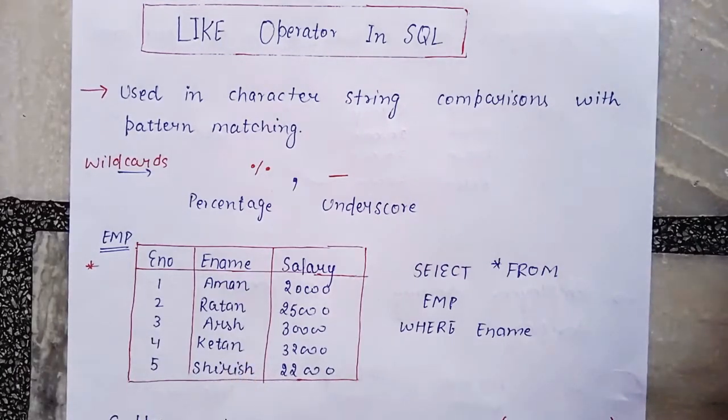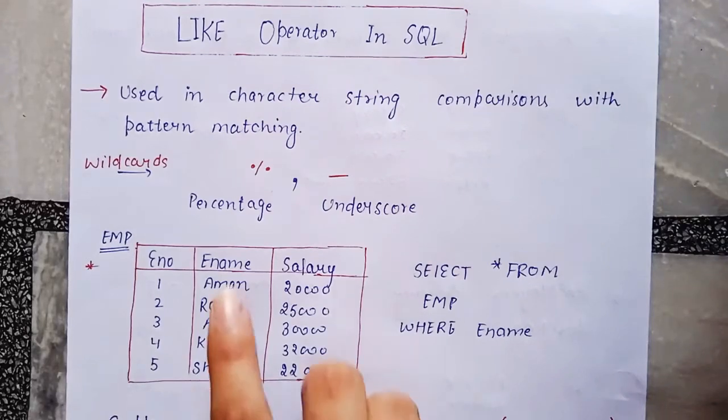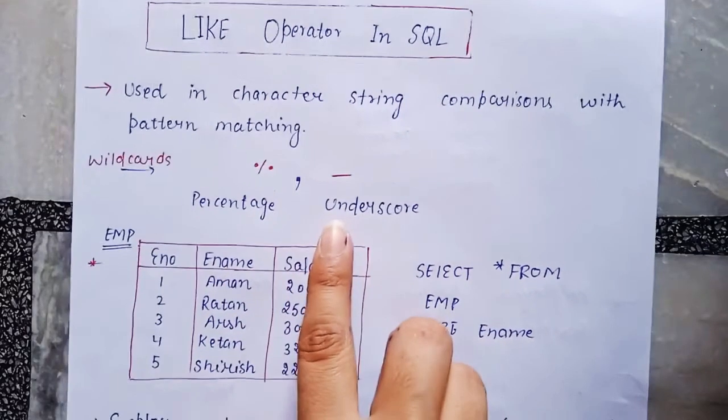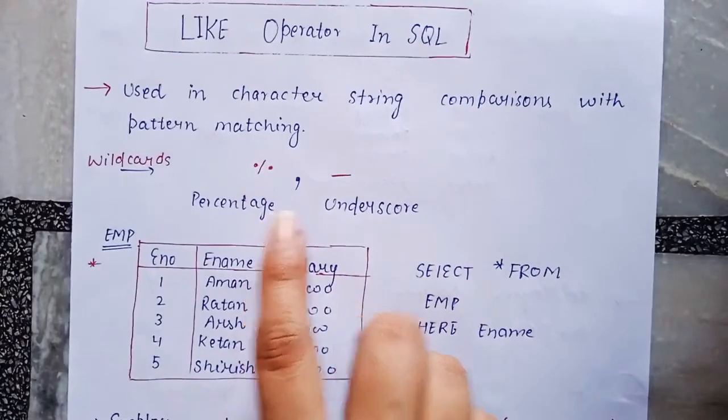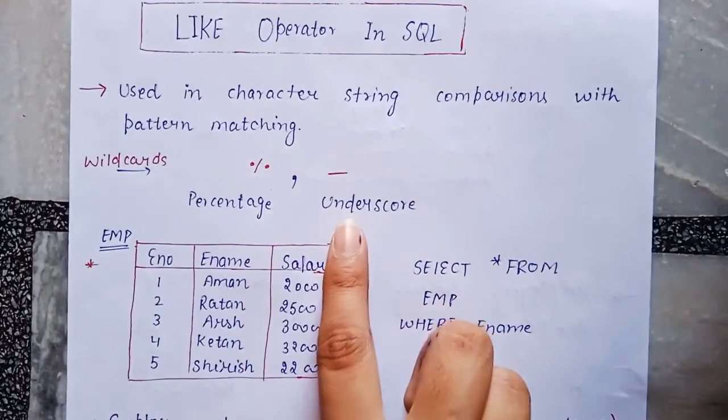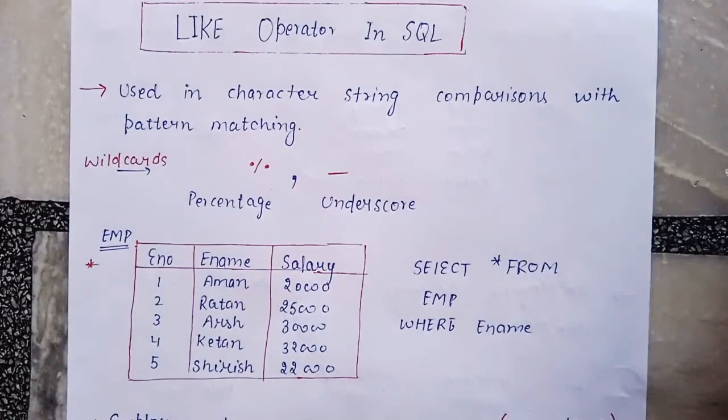Now, the LIKE operator doesn't work alone. It always works with either of these two wildcards: this is the percentage and this is the underscore wildcard. So what is the use of these two wildcards with the LIKE operator?